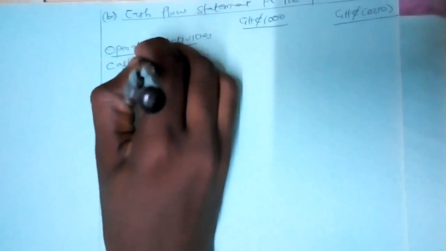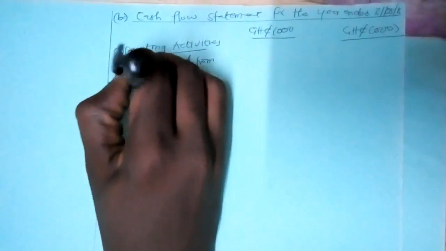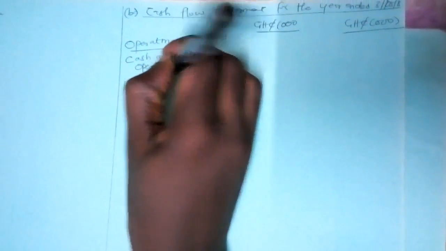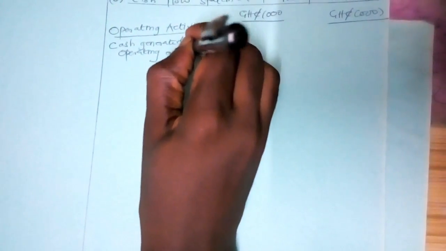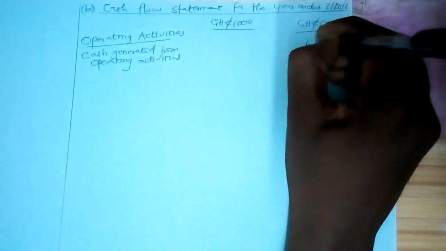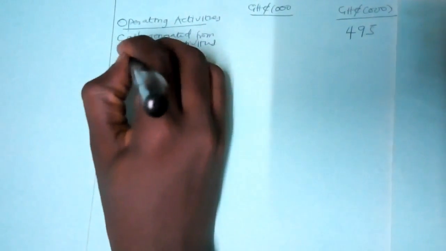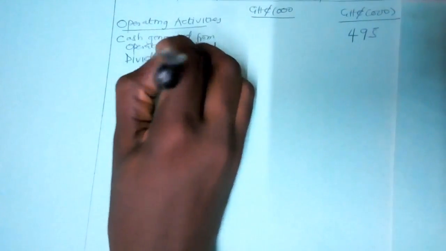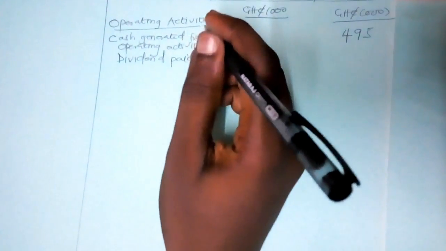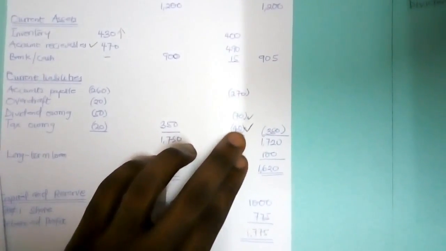So cash generated from operating activities. If you recall, we had 495. Then we go to dividend paid. The dividend paid, we also use the previous year, the 70, but this time around we'll subtract from our operating activity because we've paid the dividend, so we subtract.